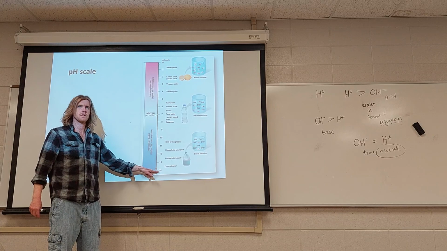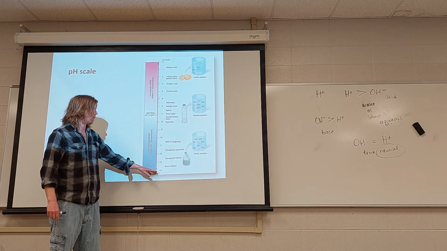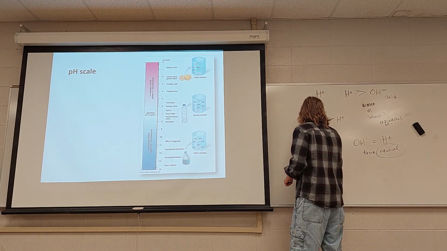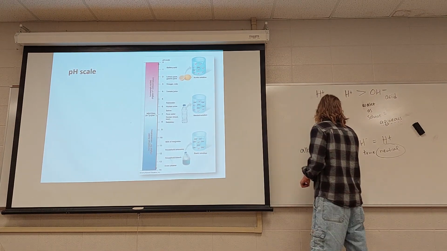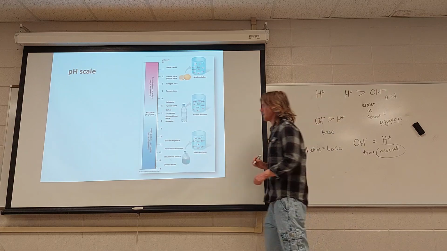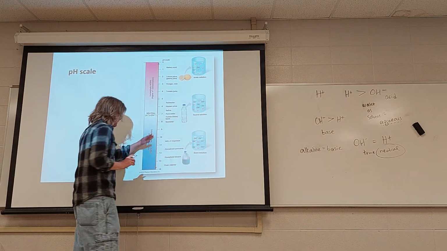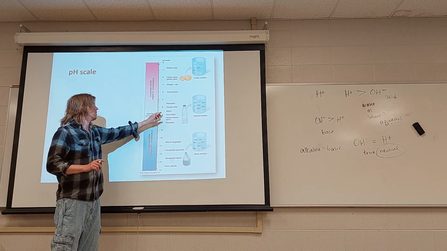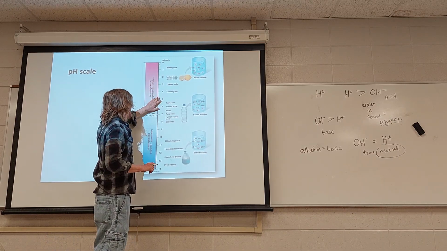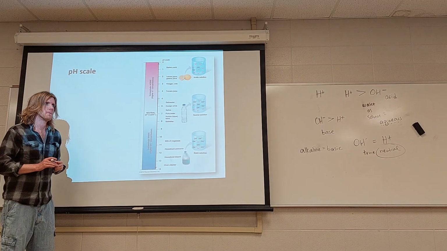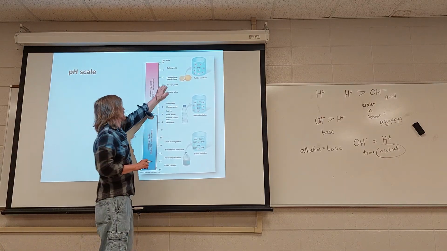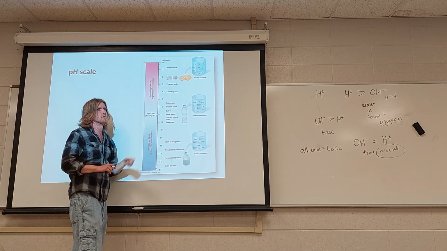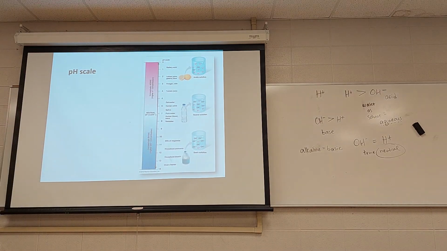The higher the numbers go, the more basic or alkaline you are. That's a term you might see. The term alkaline has the same meaning as being basic. So, higher the number, the more alkaline. 7 is pure neutral. Anything below 7 is an acid. Anything above that would be a base. The lower you go here, the more acidic you get. The more acidic you get, the higher the concentration of those hydrogen ions.